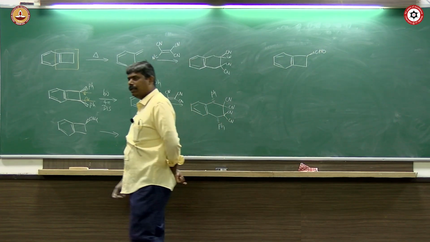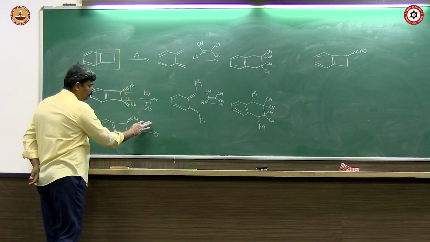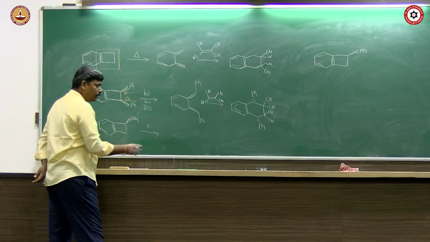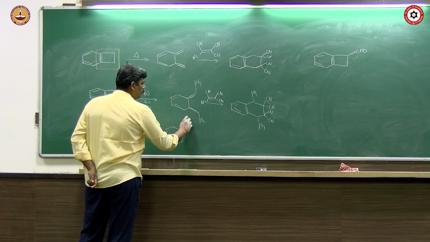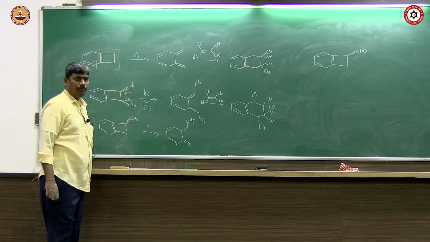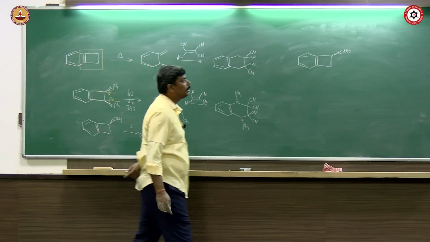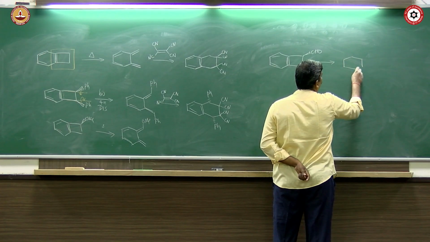Extending the torquoselectivity here, if I heat, because of the methoxy, it has to rotate outward. This will be the product you get. What about this one here? It was an inward movement, so that should give a product like this.